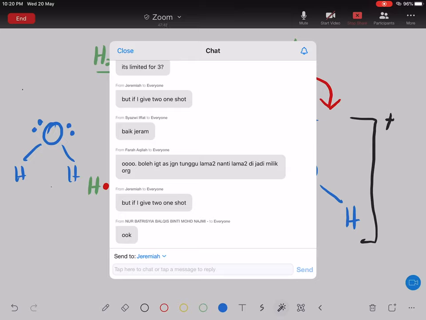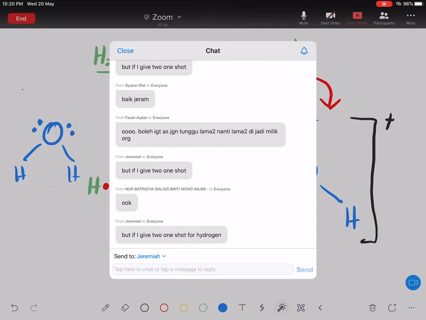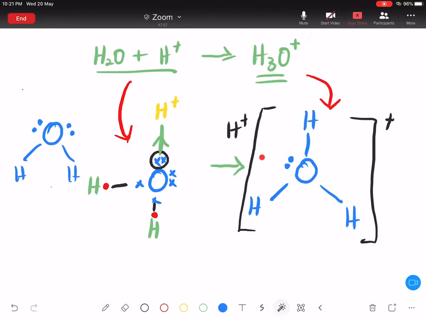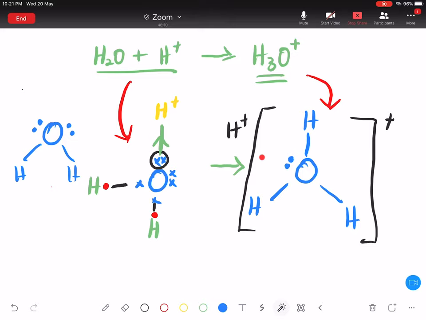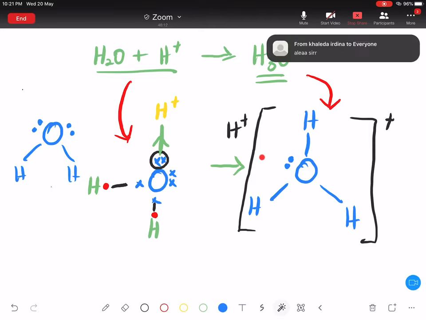Boleh, boleh hafal macam tu. You, Jeremiah, you give two, one shot. Yelah tu. Okay. Siapa cepat dia dapat? You kan lelaki idaman Malaya, semua nak you lah, Jeremiah.